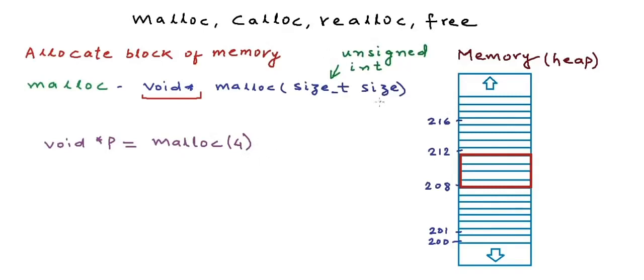These are 4 bytes. The starting address is 208. So what will be the address in P? If we want to print the address in P, then what will be the output? The output will be 208. This is cool. Using malloc we are able to allocate, reserve some amount of memory.